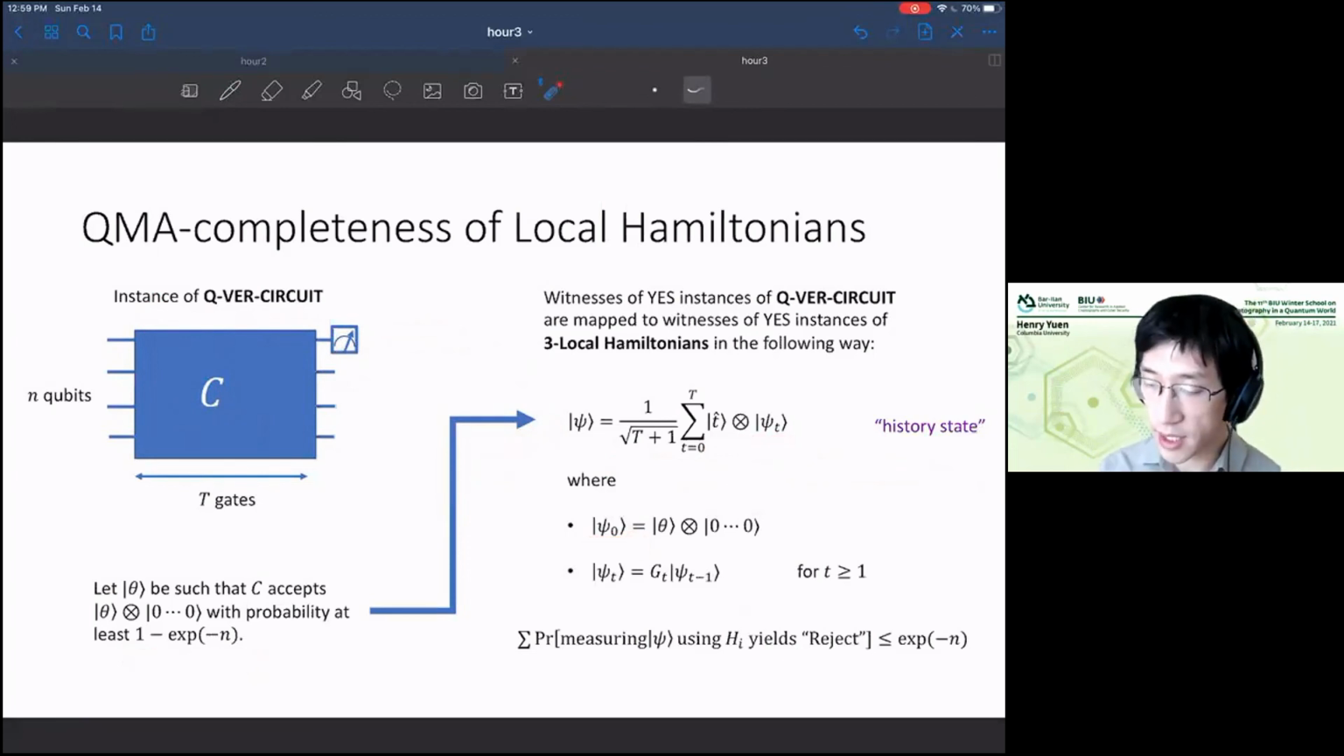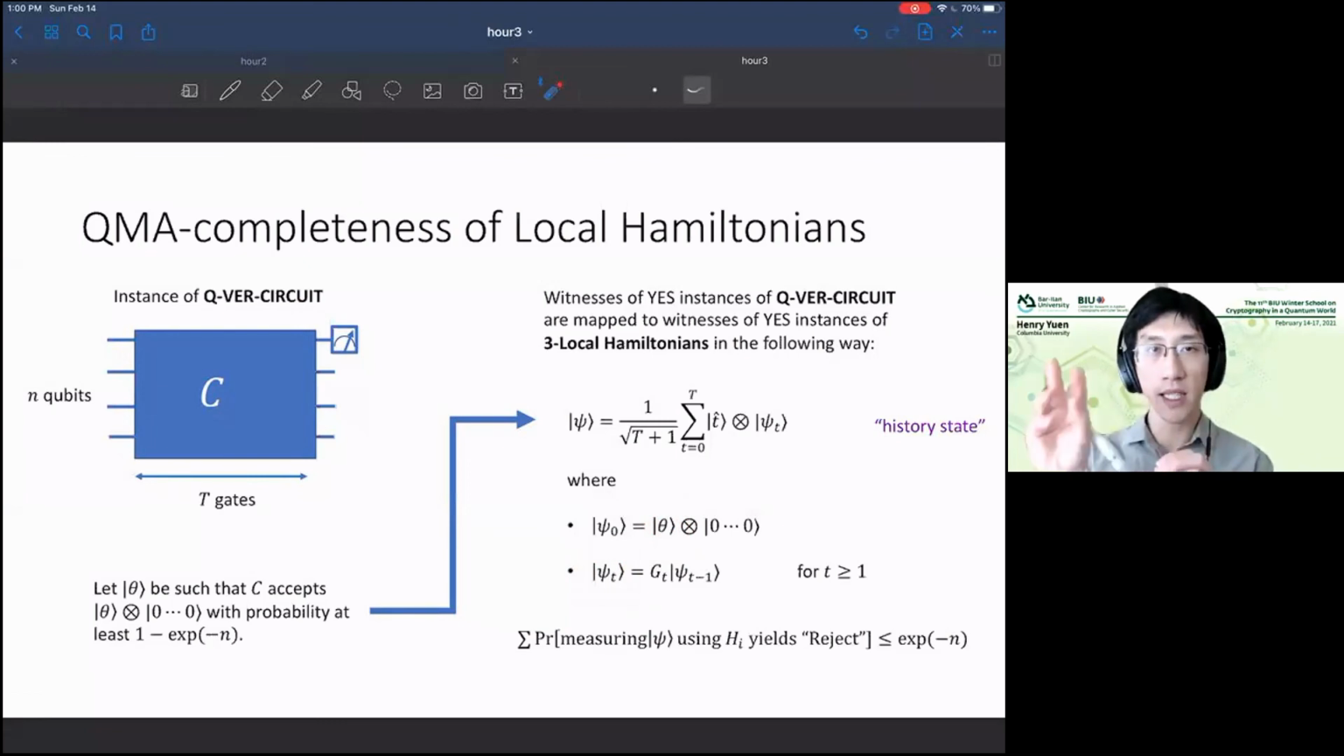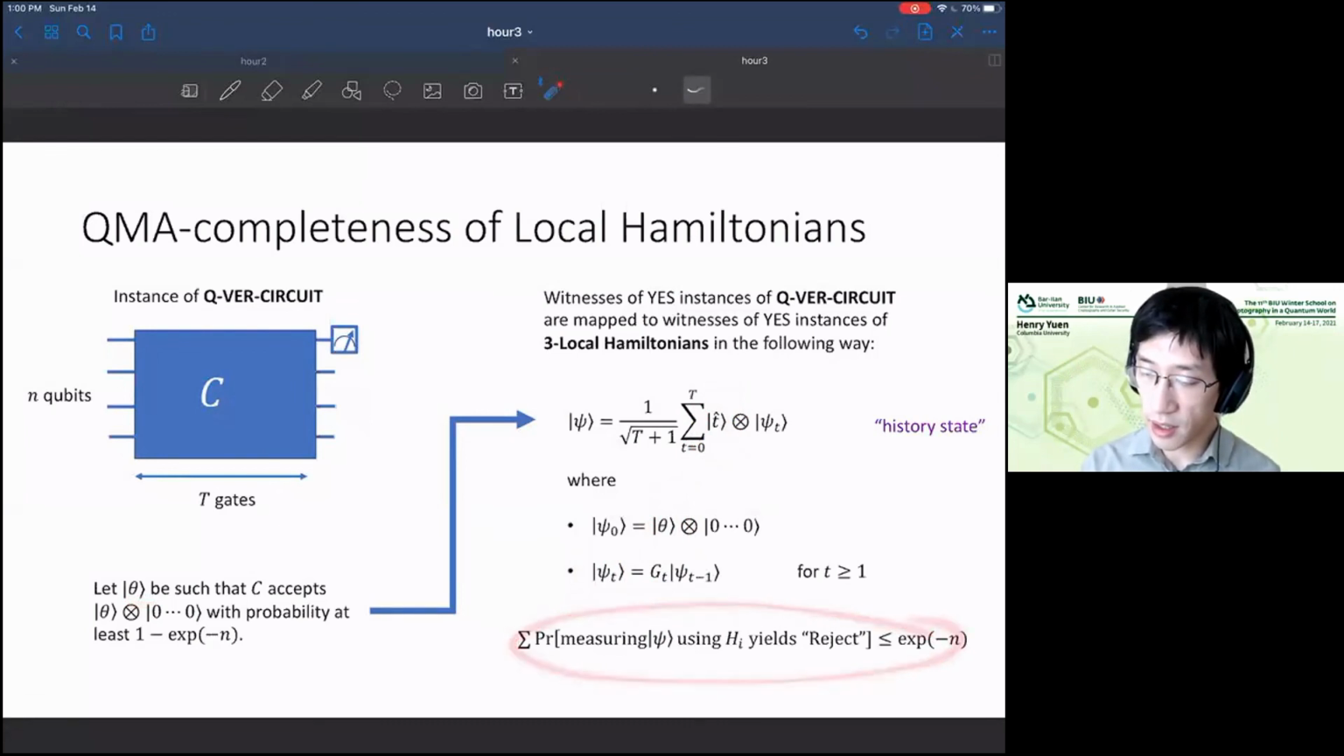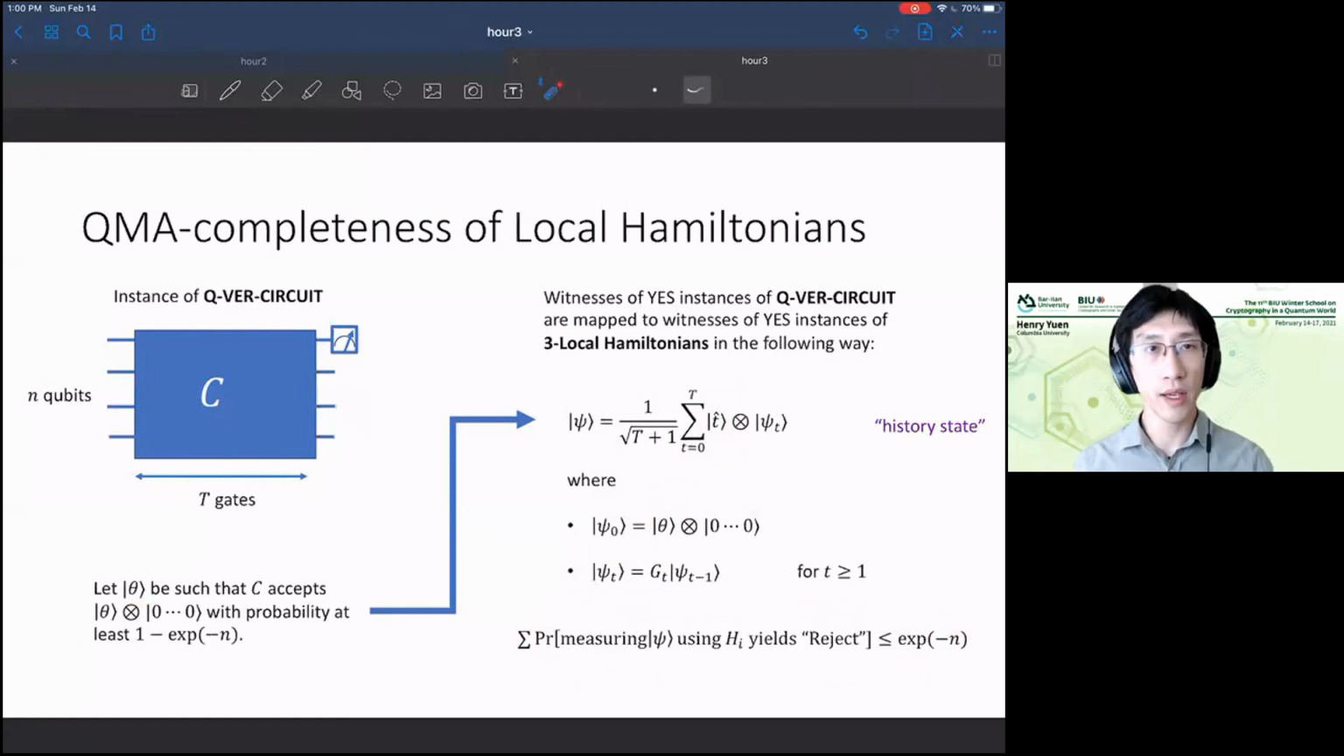The initial snapshot, at time step 0, is going to be the input theta into the circuit. And then for every time step afterwards, we just evolve it by applying one gate at a time from the circuit. So G sub t is the t-th gate from this circuit, and we just apply it. And we take this superposition. We have a register that keeps track of the time step that we're in. This is called the history state. And it turns out that if theta is accepted with very high probability, then this history state will also be accepted with very high probability by these local measurements.